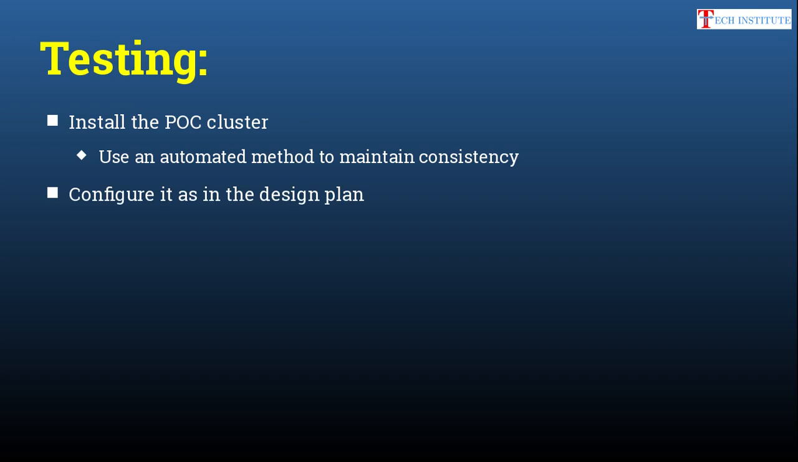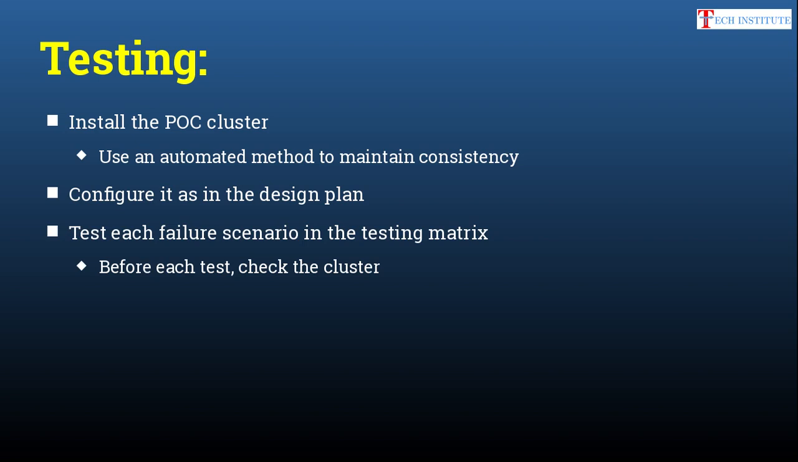And always configure it as it is designed and in the plan. Because if you don't go as per the design, then whatever testing you are doing is not going to be foolproof, and your implementation may not have all the test cases covered. So in the POC, you do that as per the design, and you need to test each failure scenario in the testing matrix. And this testing matrix is nothing but what all test cases or failures you want to cover.